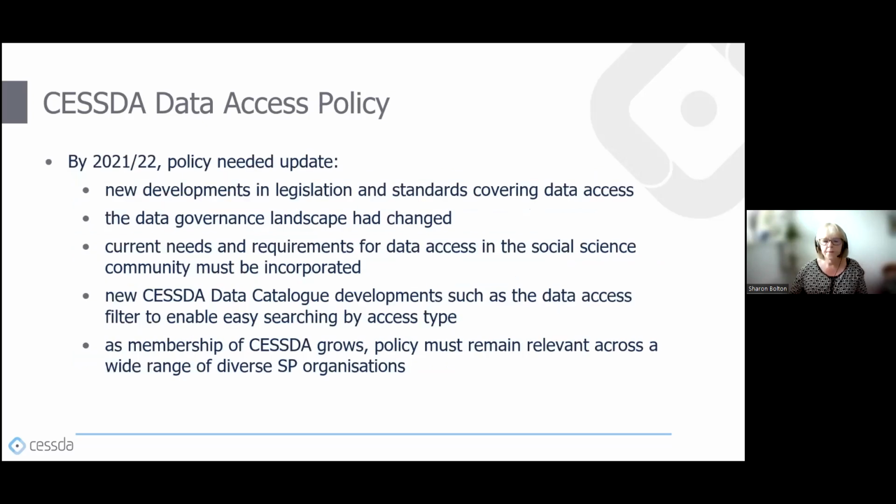Okay, now in 5 years, a lot has changed in the data landscape, especially with regard to data governance. And by 21-22, the policy was definitely in need of update. And so under the Metadata Office project, we revised it to take account of all these developments. Not only were there new developments in legislation and standards, for example, GDPR and so on, we also needed to take into account needs and requirements for data access and any changes in those for the social science community as well.